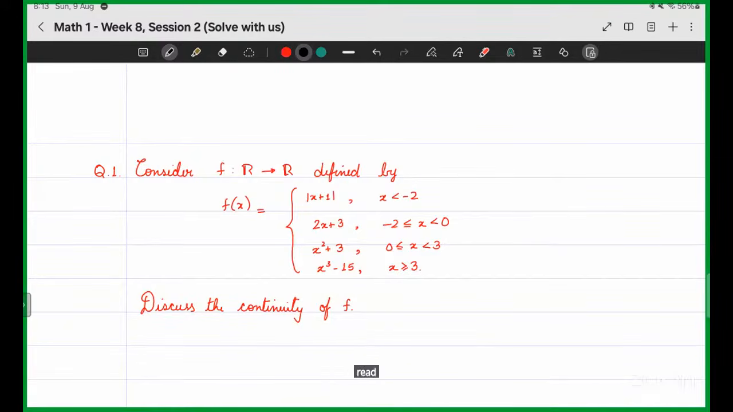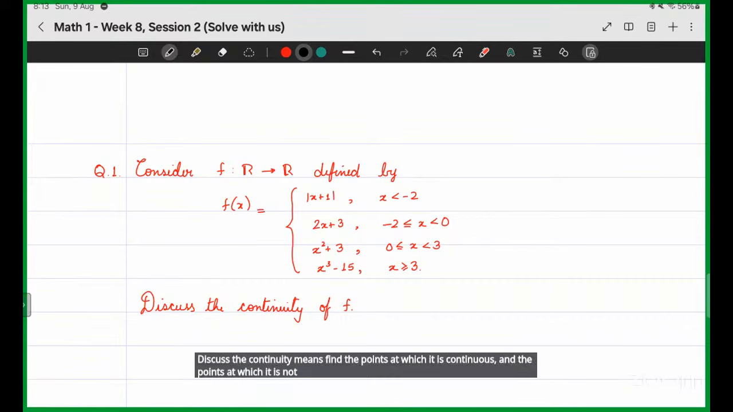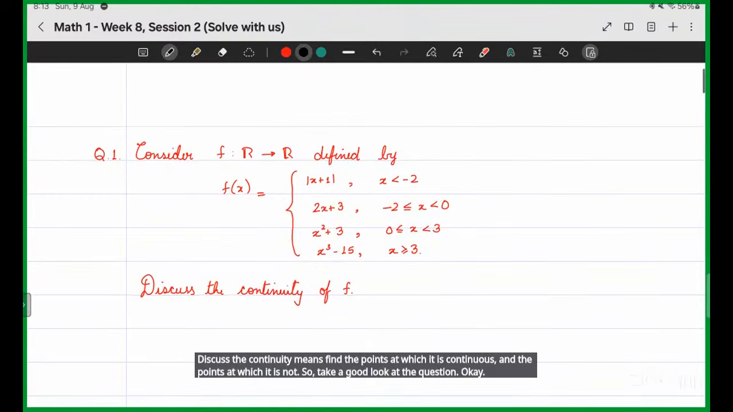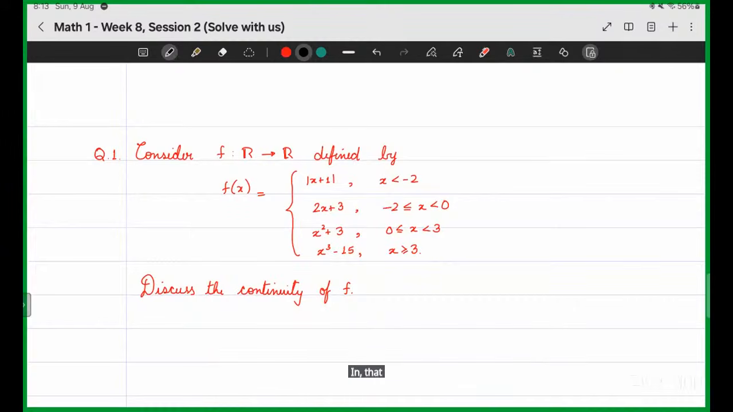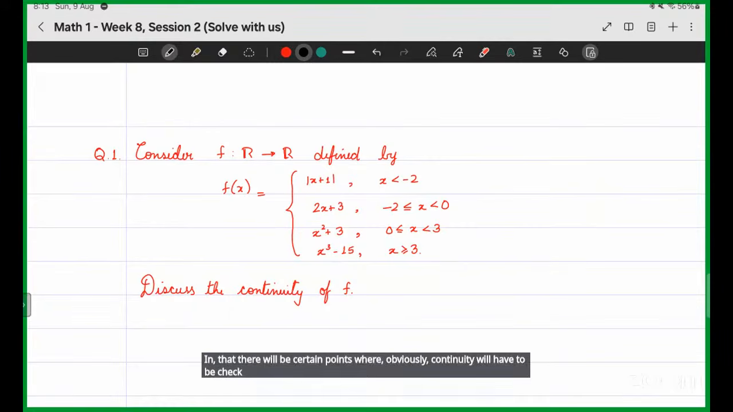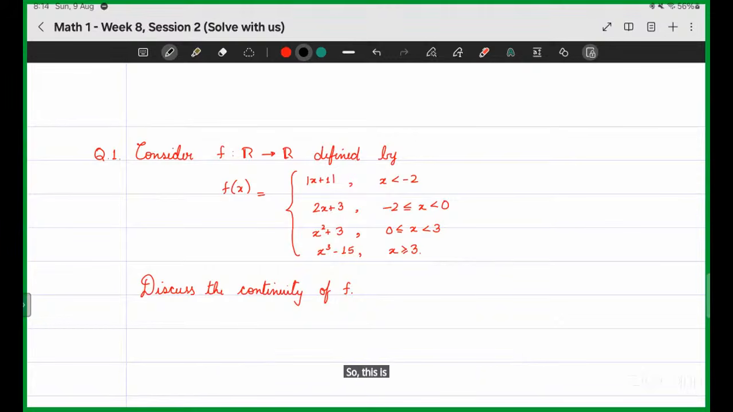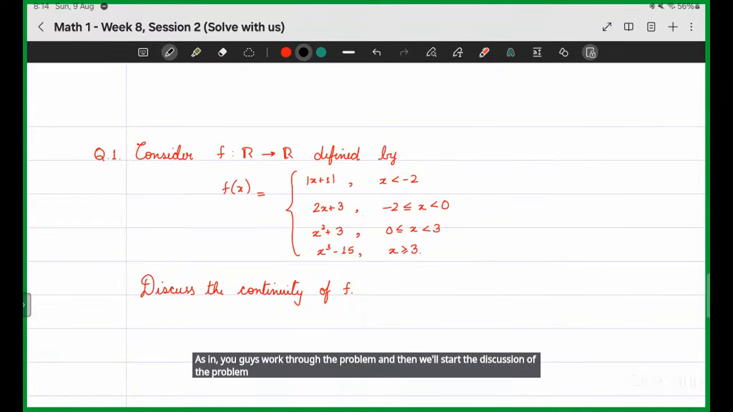I'll give you a couple of minutes, say until 8:17. Read the question and try to solve it by yourself. Discuss the continuity: find the points at which it is continuous and the points at which it is not. Take a good look at the question. Maybe until 8:20, since it's a four-part function. There will be certain points where continuity will have to be checked, and there you'll have to evaluate LHL and RHL. So let's resume at 8:20, and we'll start the discussion of the solution then.